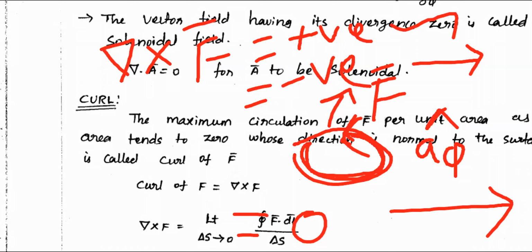So what is the meaning of del? You are given one vector that may or may not have a rotational nature, but you have to find out with the help of del. You make a cross product. If the result is positive, it is rotating in the anti-clockwise manner. If the result is negative, it is rotating in the clockwise manner. If the result is zero, then there is no rotation.